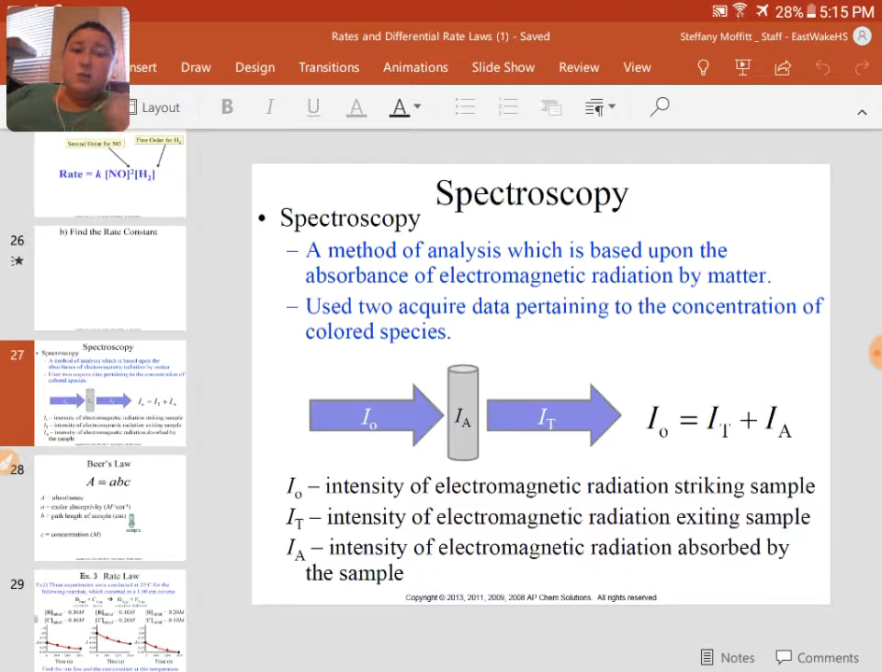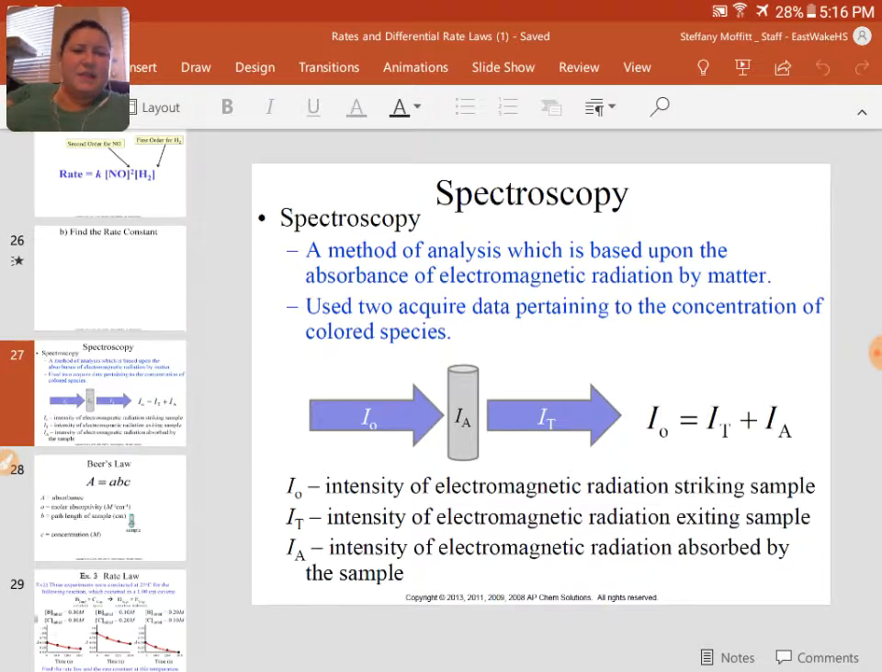So basically, you put an aqueous solution in a little cube, and we put it in this spectrometer, and it shoots light through it, and then it records the data of the frequency and wavelength that's able to get through. So we're able to record the intensity of the electromagnetic radiation, and that's going to be equal to the intensity of the exiting sample plus the intensity of the radiation absorbed by the sample, and that's how you get the intensity of the entire sample.